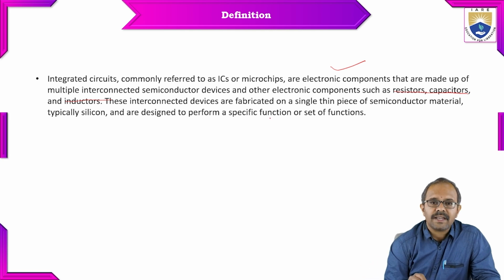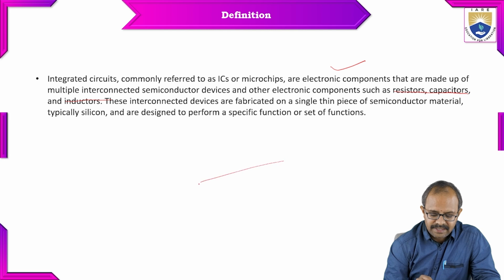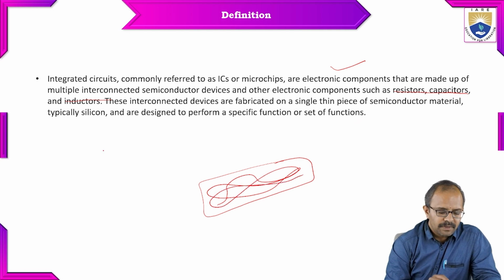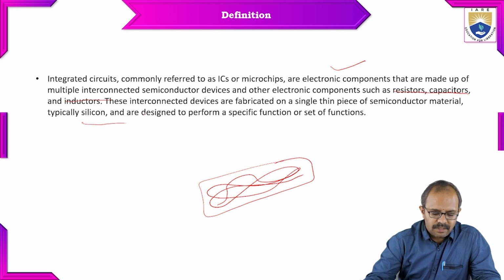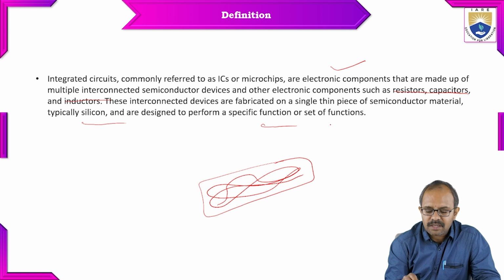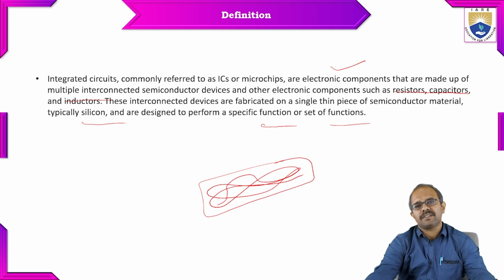So these interconnected devices are fabricated on a single thin piece. Here we are going to integrate all these components on a single thin piece of semiconductor material, typically silicon, which is designed to perform a specific function or a set of functions. So this we can say is the definition of an IC.